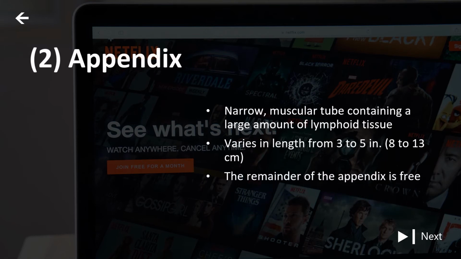Appendix. The appendix is a narrow, muscular tube containing a large amount of lymphoid tissue. It varies in length from 3 to 5 inches. The base is attached to the posteromedial surface of the cecum about 1 inch below the ileocecal junction. The remainder of the appendix is free. It has a complete peritoneal covering, which is attached to the mesentery of the small intestine by a short mesentery of its own, called the mesoappendix. The mesoappendix contains the appendicular vessels and nerves.